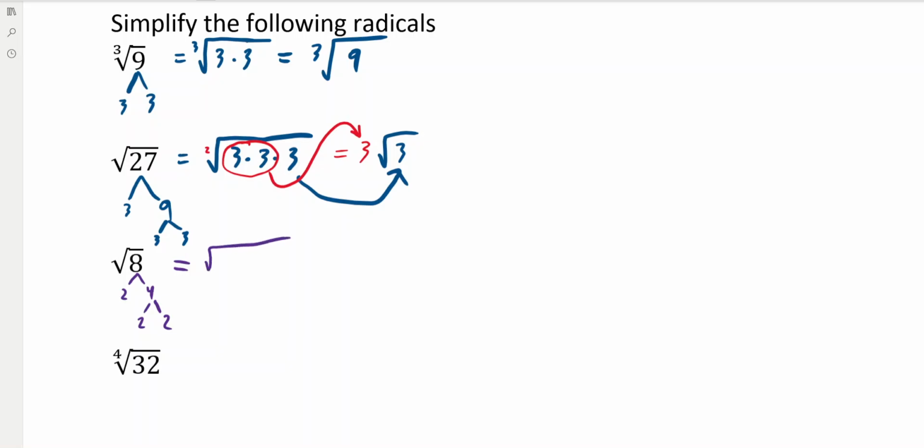So anyways, what we're going to do is go 2 times 2 times 2, and because there is an invisible number 2 here, it's a square root, right? We're going to select a group of 2 of them, and then we are going to put those on the outside. And we'll leave what's left over on the inside. So that's our final answer.